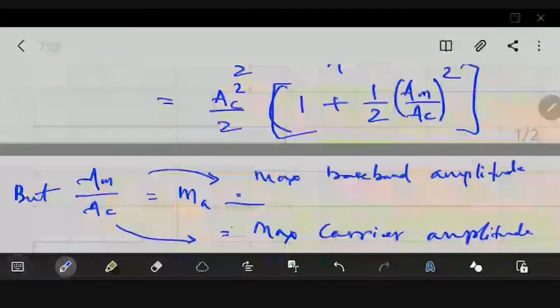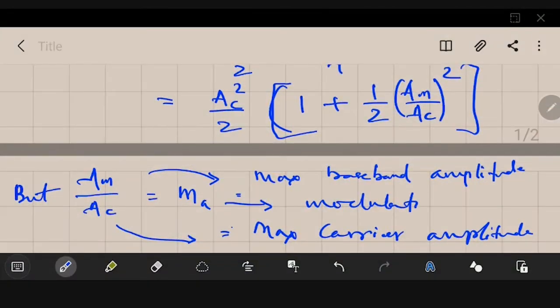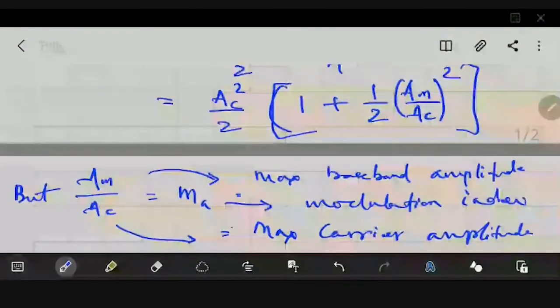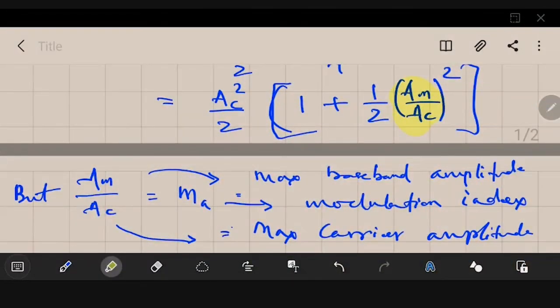And MA is basically the modulation index. So we could always replace that AM by AC. You could see that AM by AC is MA, the modulation index. So let us do that. Let us replace AM by AC with the modulation index, and let's see what this equation actually looks like.